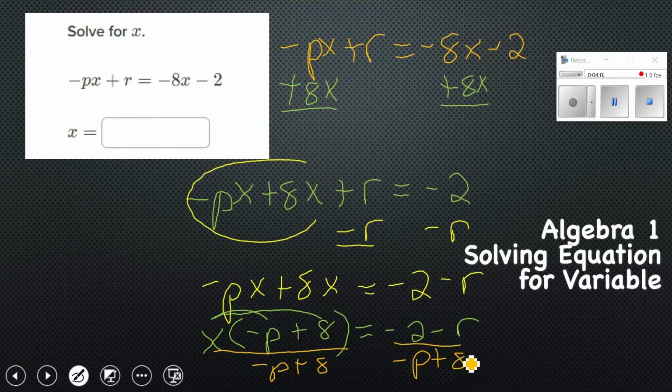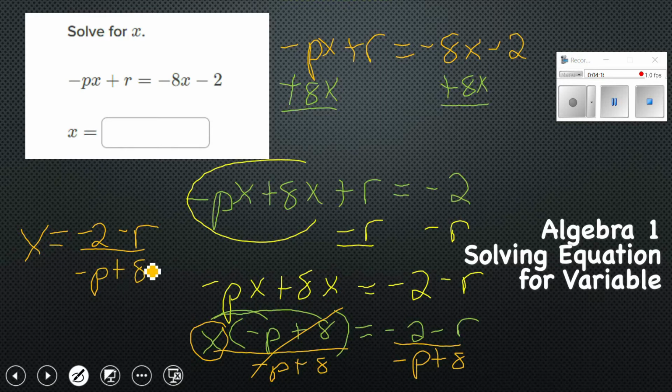And what we have is our solution. So I'll write it over here to the left side. So x, see the x sitting there, is equal to the right side, of course, because this cancels out. So we have negative 2 minus r over negative p plus 8. And you could simplify that to get rid of the negatives, but for now I'm just going to leave that concept right there.